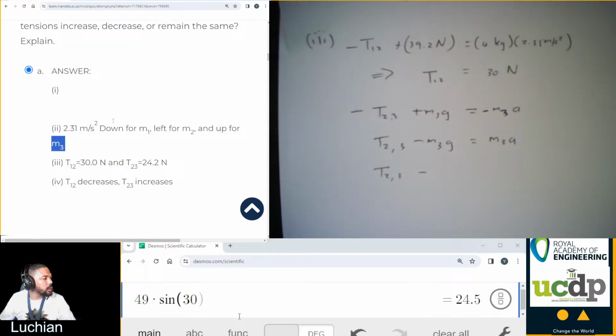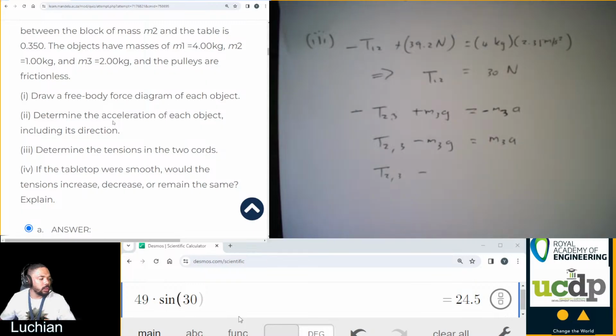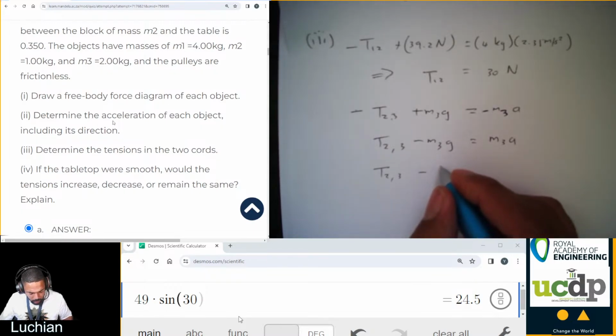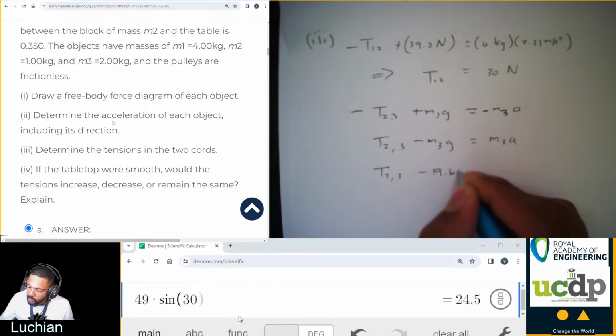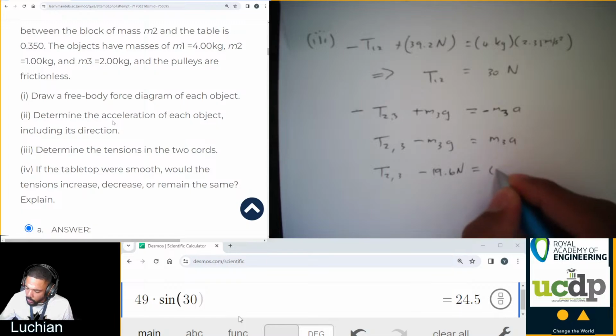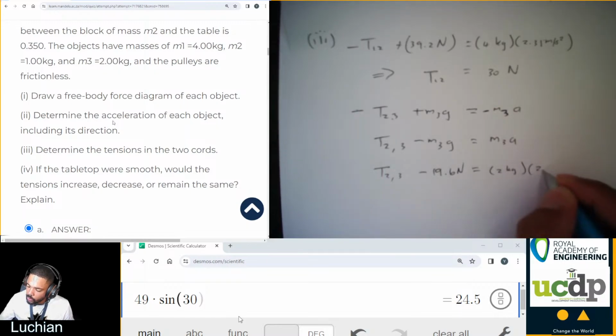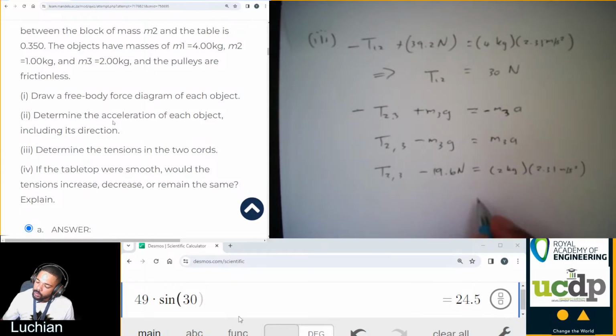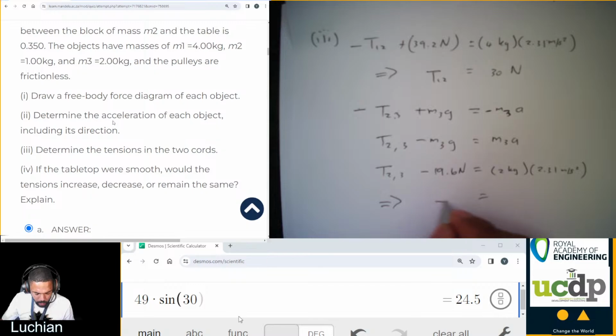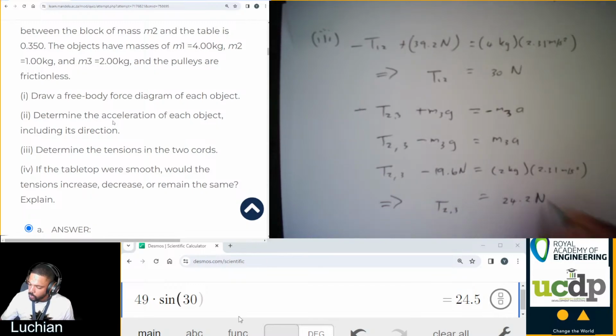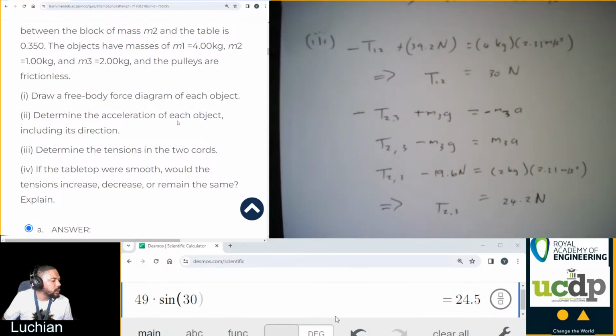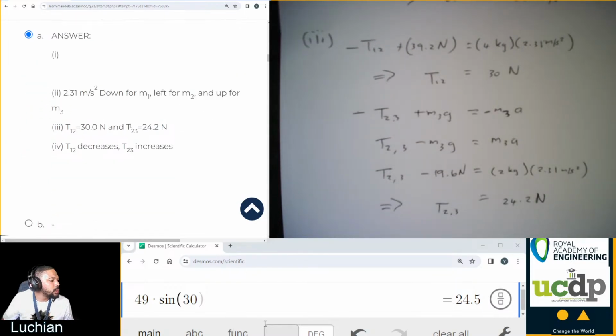I just scrolled unintentionally down. Okay, we worked out the mass. M3 times that force is 19.6 newtons. M3 is 2 kilograms and the acceleration is 2.31 meters per second squared. Therefore, if you solve for the tension, you have that T23 is equal to 24.2 newtons. So the tension is 24.2 newtons, the other tension.